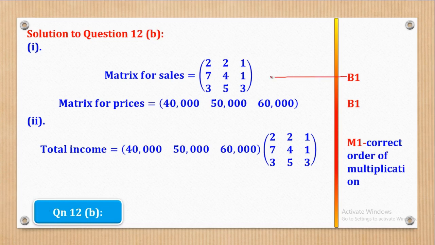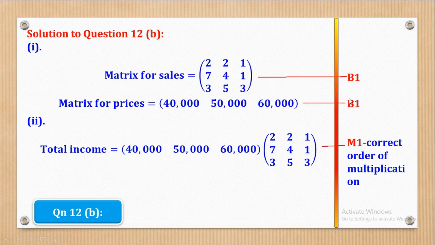So this B1 is for you to get that matrix for sales in the correct order. This B1 is for you to get that matrix of sale prices in that order. And the M1 is the correct order of multiplication.